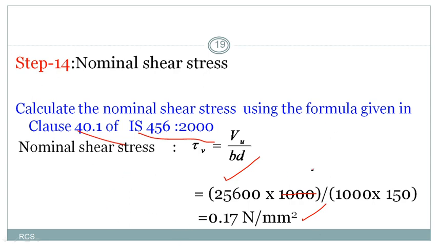Sorry, it is not Newton per mm square in terms of shear force. It is in terms of stress. So Newton per mm square only. Sorry, 0.17 Newton per mm square is the tau V value.